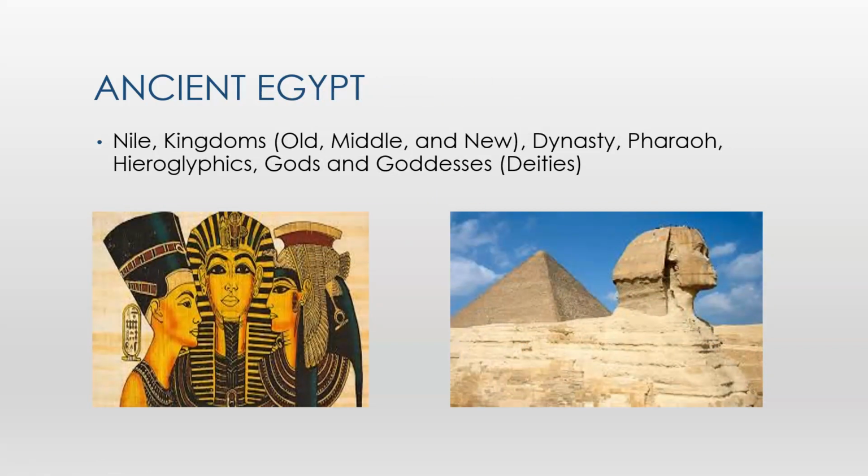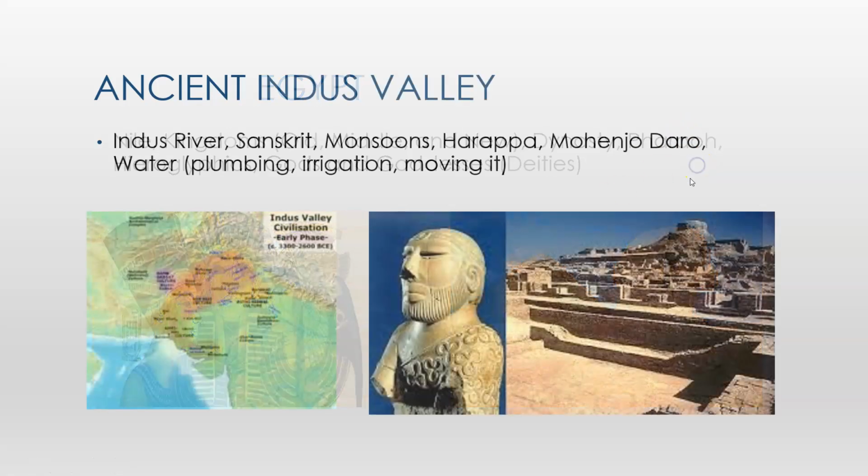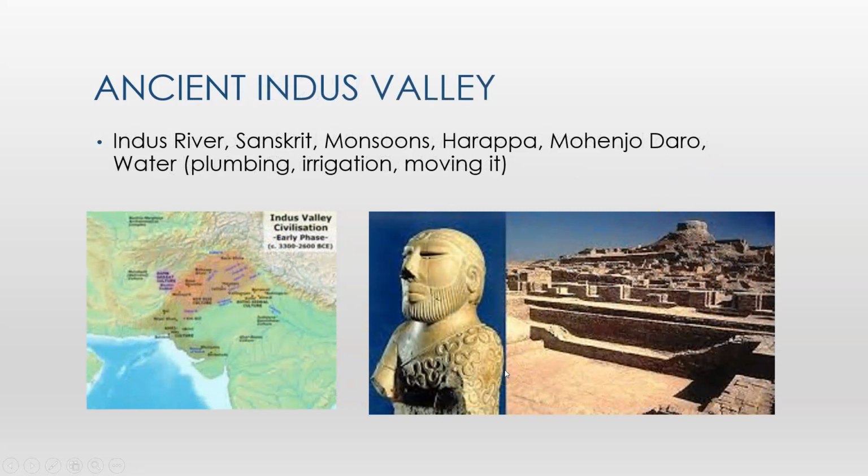With ancient Egypt, I need to see the word Nile, the various kingdoms, Old, Middle, and New, dynasty, pharaoh, hieroglyphics, gods and goddesses, okay, or deities. Deities are the same thing as gods and goddesses. These are the keywords I should see in your research project. The Indus Valley people, I should have Indus River, Sanskrit, which is a language, monsoons, which affected their geography, these huge rains that they had to take care of. Harappa, Mohenjo-Daro, and water. Okay, these are the kings of water, of plumbing, irrigation, moving water.